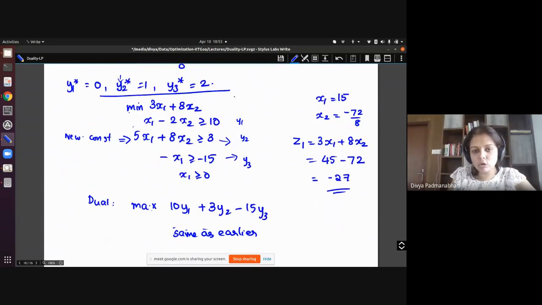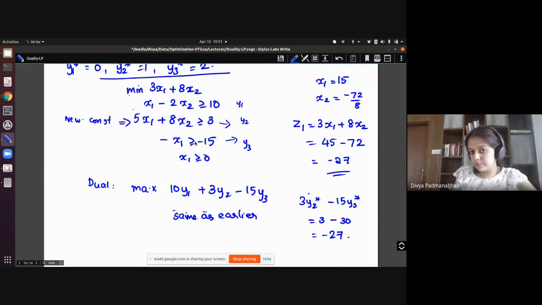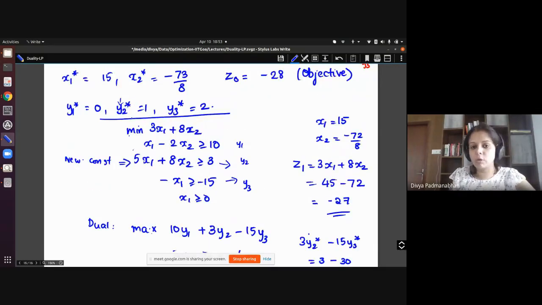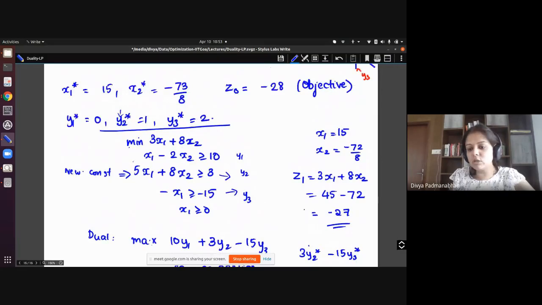And if you look at the old solution itself, 3y2 star minus 15y3 star, that is just going to give you 3 times 1 minus 15 times 2, which is minus 27. So the same value, which was optimum for the dual earlier, remained optimum for this new problem as well. The only change was that the objective improved, by a value equal to y2 star.